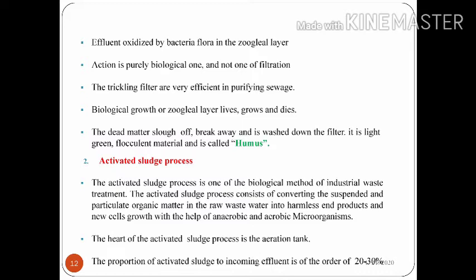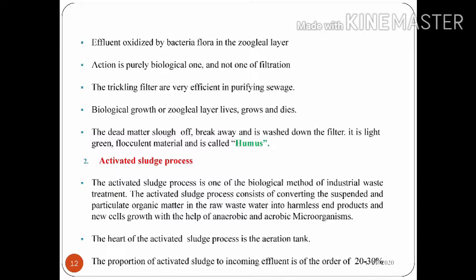The trickling filters are very efficient in purifying sewage. They do not need rest pauses because wind blows freely through the beds, supplying oxygen needed by the zooglial flora. The biological growth or zooglial layer lives, grows, and dies. The dead matter sloughs off, breaks away, and is washed down the filter. It is light green flocculent material called humus. The oxidized sewage is now led into the secondary sedimentation tank or humus tank.